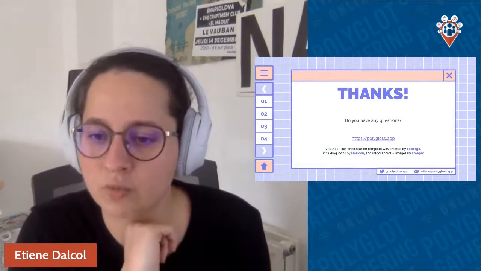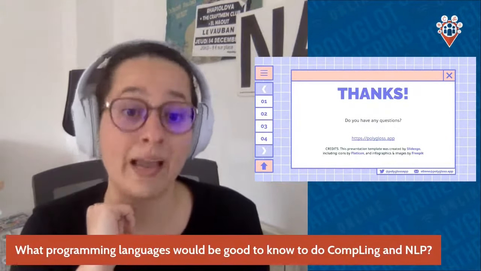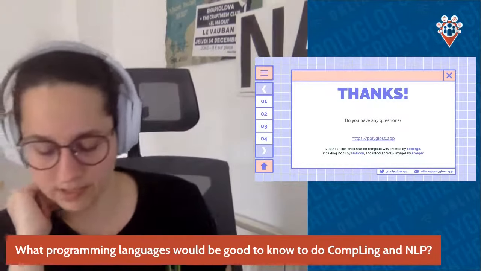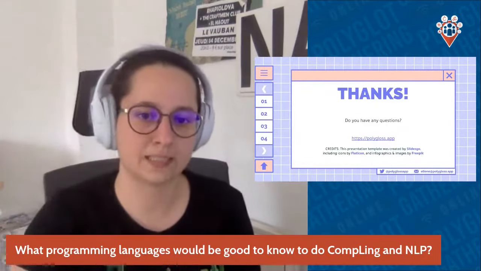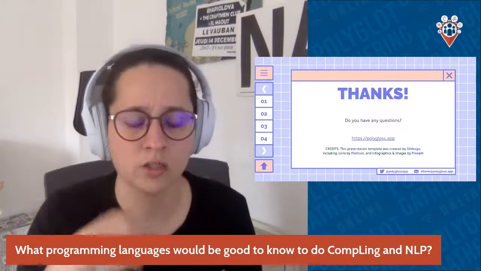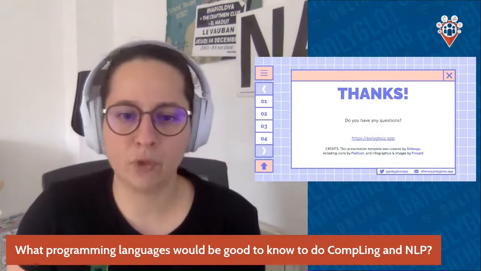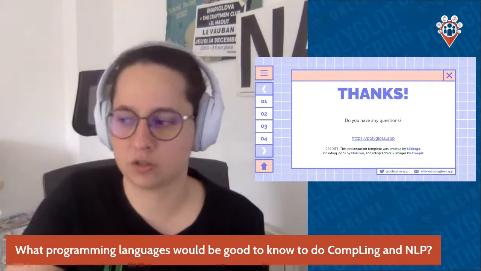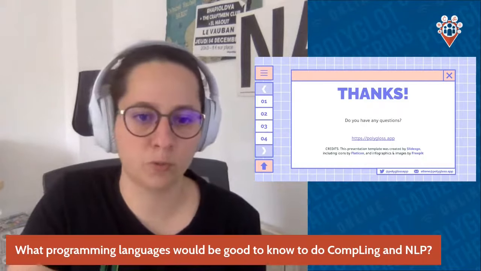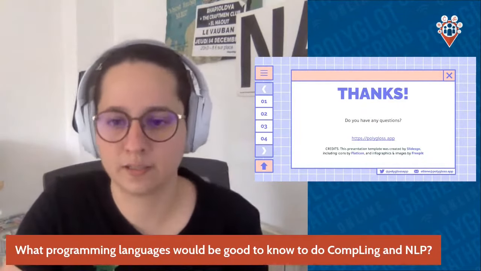What programming languages would be good to know to do CompLing and NLP? Python. Python is the one I recommend. Sometimes people come from a data science background and they might get introduced to R, which is a very statistical tool. But if you want to deal with language, the most common one, the one you're going to find more free resources to learn, is Python.